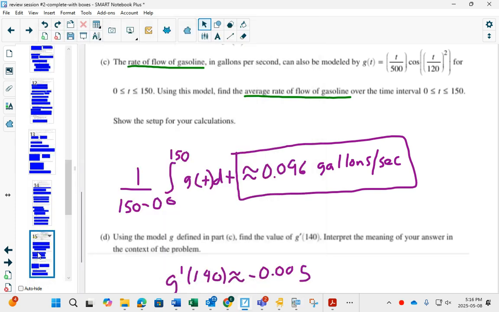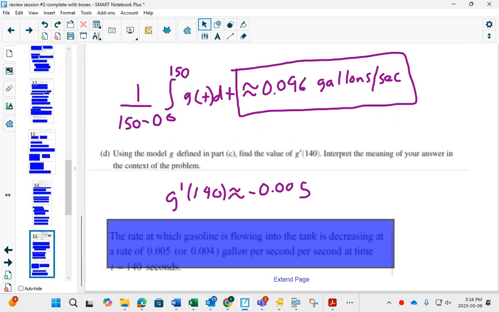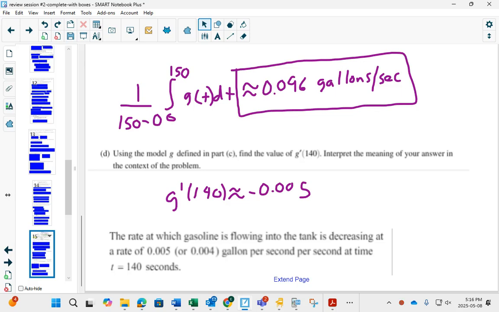Now, interpreting the meaning in the context of the question. The rate at which gasoline is flowing into the tank is decreasing at a rate of 0.005 gallons per second, right? Because our first one, g of x, was gallons per second. This is the derivative, so it's gallons per second squared at a time t equals 140.